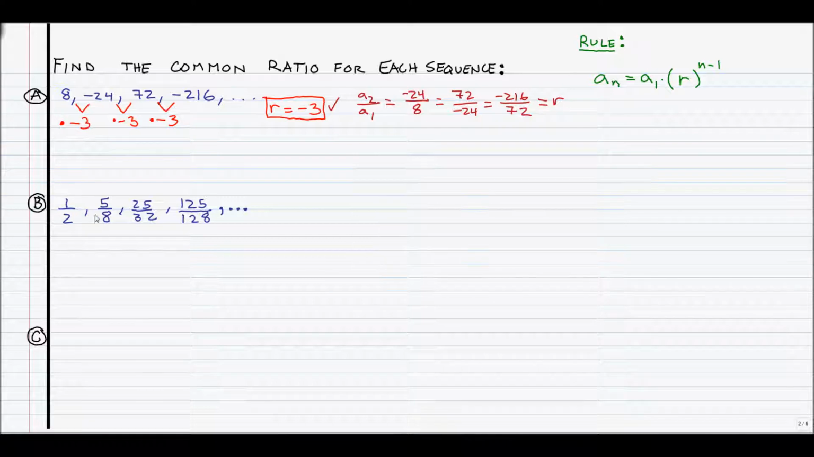Like, what do you multiply to get from here to here? Well, it looks like it's going to be a fraction, but then is it the same fraction? Not always clear. So let's do it with this kind of method. Let's look at this and compare the different terms. So in this case, if we want to compare the second term to the first term, that means we have to do 5 over 8 divided by 1/2, and the only thing worse than a fraction is two fractions being stacked on top of each other.